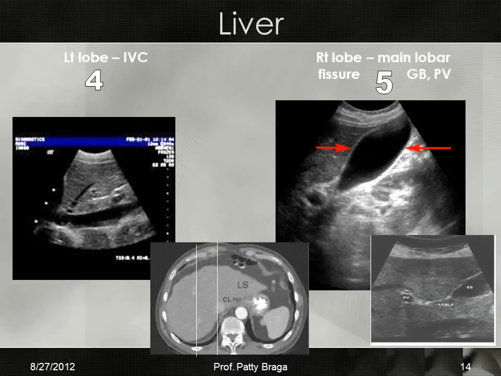Main lobar fissure is an attachment between the portal vein and the gallbladder. On some people it's short. The image with the red arrows pointing to the gallbladder, that patient has a short fissure. The image below has a much longer fissure, and you can appreciate it a lot better on that image. And again, the corresponding images of the CAT scan showing you approximately where you're scanning in the patient's body.